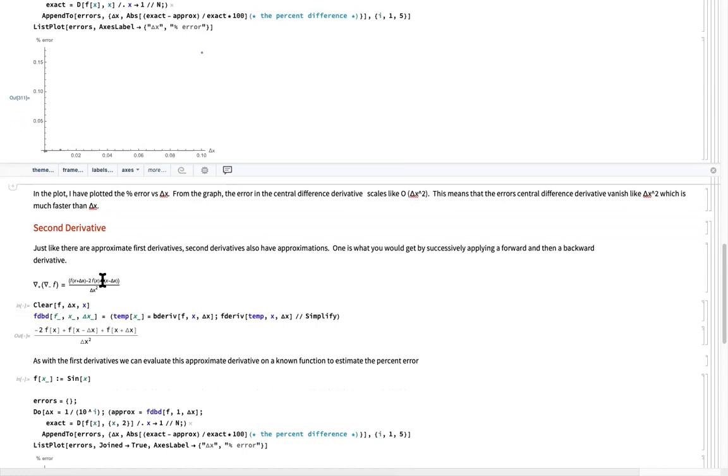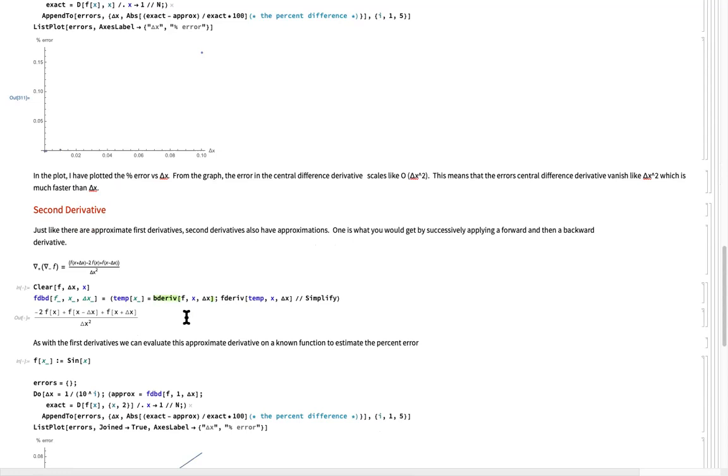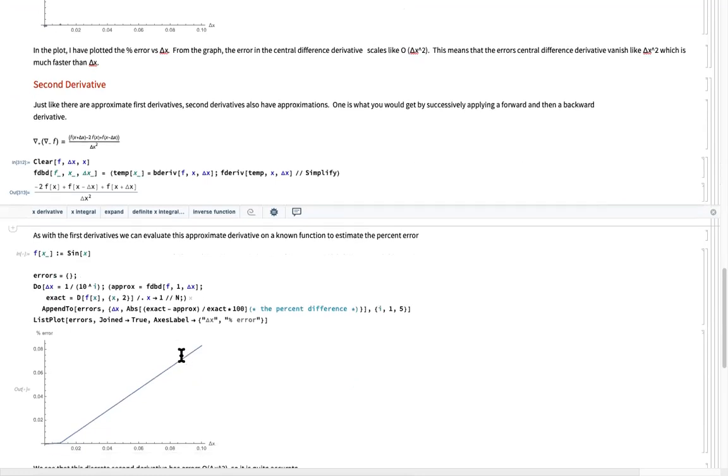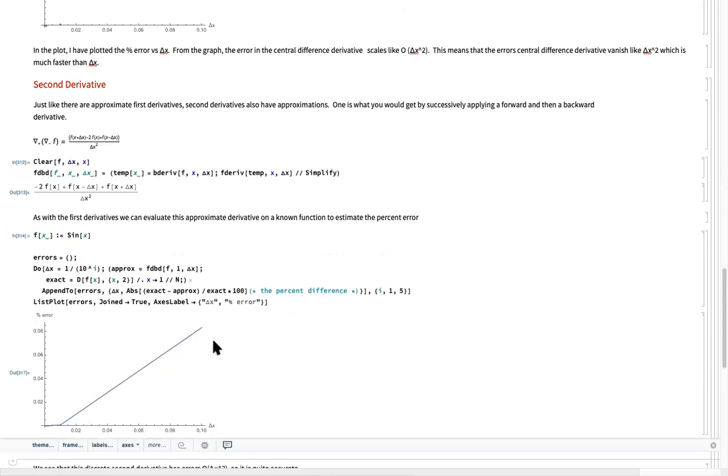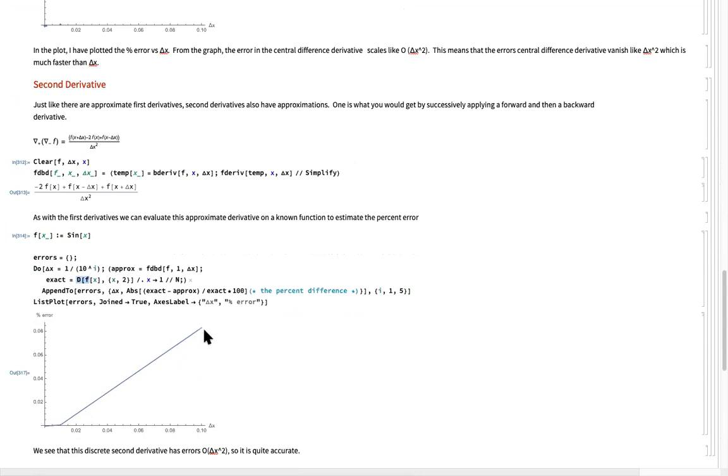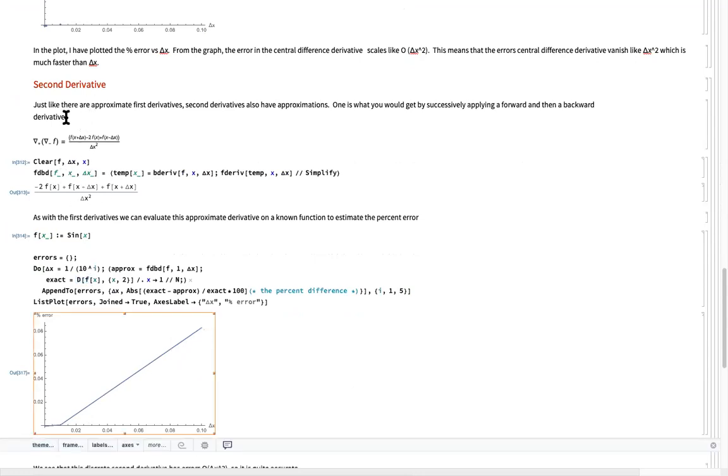Or I could have just typed in this formula directly. I guess I just wanted to show that what I claimed was true is actually true. Okay, so that's going to be my second derivative. fdBd is my second derivative. Again, I can compare how it does to the exact derivative using the D command. And I see that the central or symmetric second derivative has an error that scales like delta x squared. So it's a pretty accurate formula.